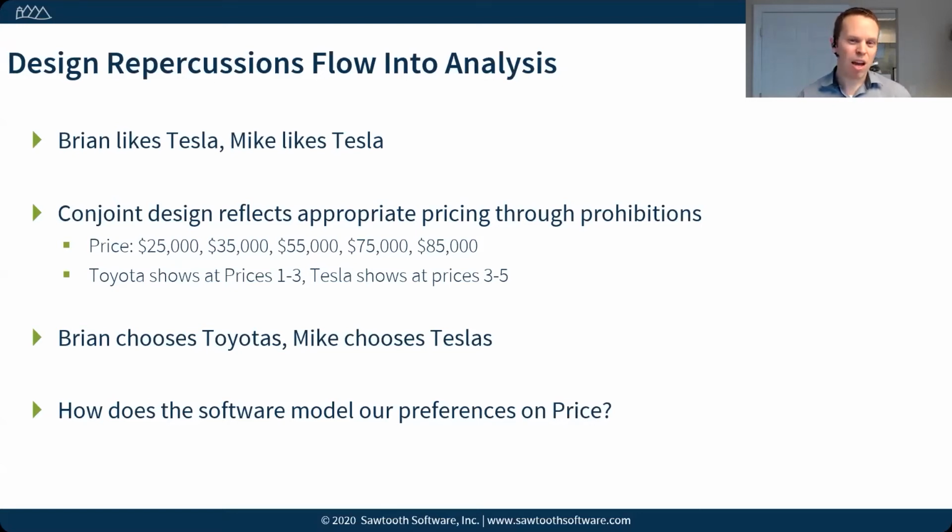So without any other effort, how would the software model our preferences on price? Well, again, we'd probably have a bit of a confounding effect that would say, hey, Mike likes higher prices. He chose levels 3, 4, and 5 a lot more than he chose levels 1, 2, and 3. And so you might end up with a reversal on the preference. And again, there are ways to deal with this. We're not necessarily going into all those, but there are ways to handle realistic pricing and products that cover completely different price bands and things like that.